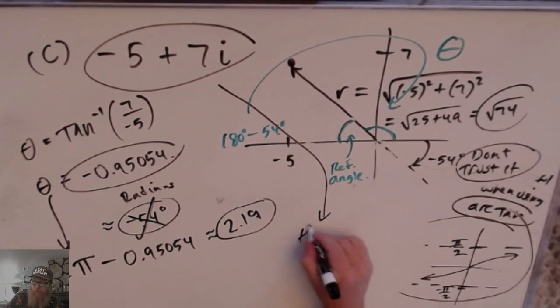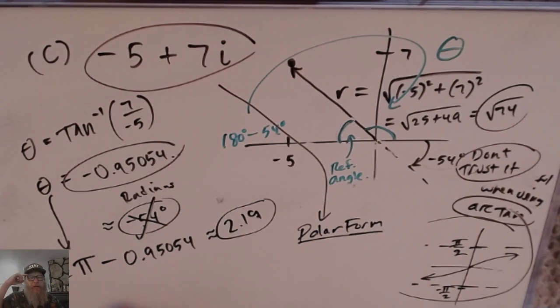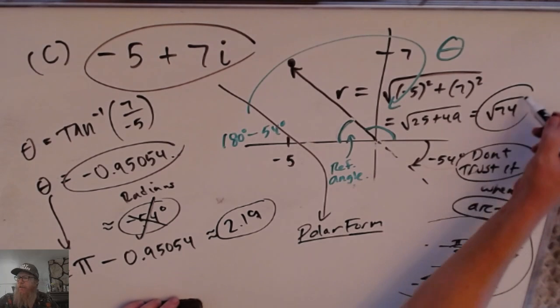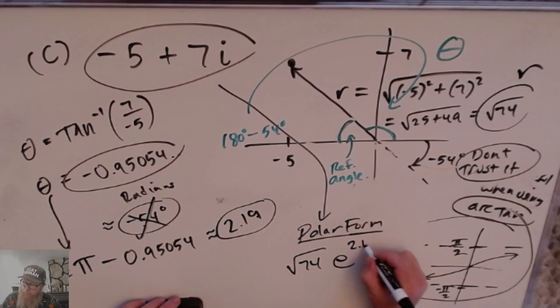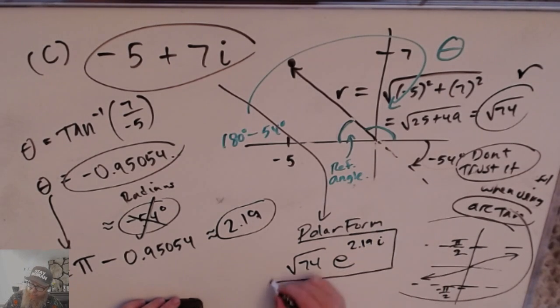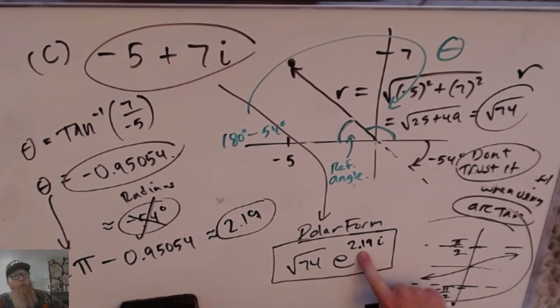Okay, so now the polar form of -5 plus 7i is our modulus, that's our r, square root 74, e to the 2.19i. So if you just see a real number up in the exponent, that's implied to mean radians. I mean 2.19 radians, which is a little more than 110 degrees, maybe 114 degrees.